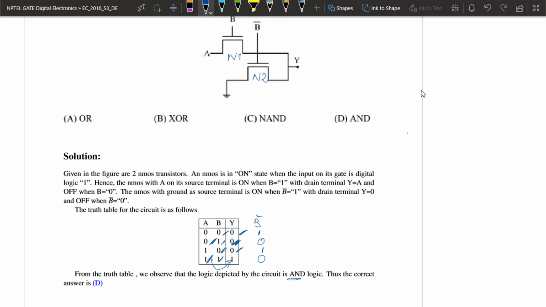Thus, this is the truth table followed, and we see that this is exactly the same truth table as that for AND logic of A and B. Therefore, the logic depicted by the circuit diagram is AND logic, and hence answer D is the correct answer.